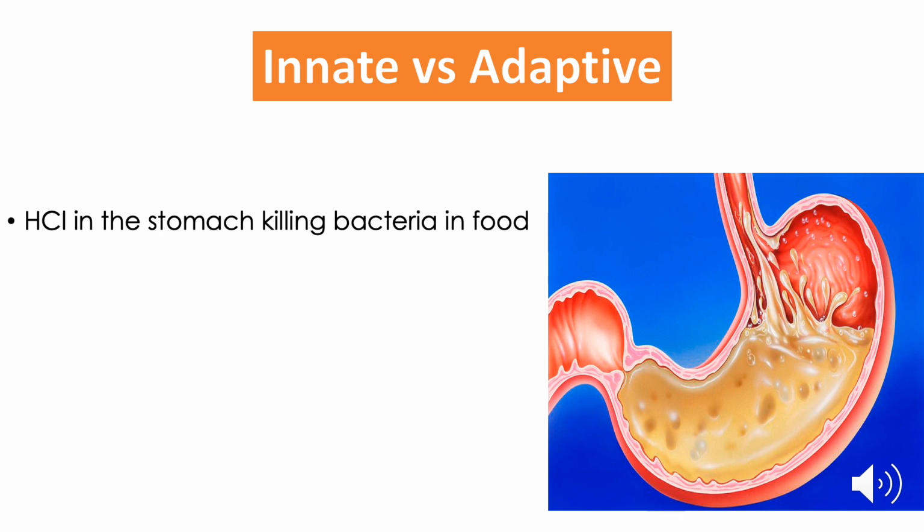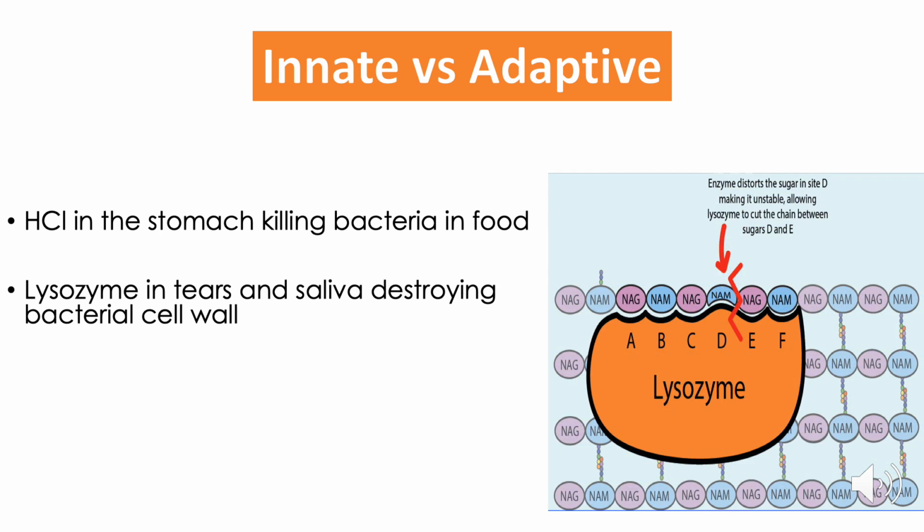Next, do you know that we have this particular enzyme in our tears and saliva that can target the cell wall of bacteria? So, this type of immune response falls under what? Innate immunity. Because lysozyme in tears and saliva will target any bacteria as long as their cell walls are susceptible to its action.